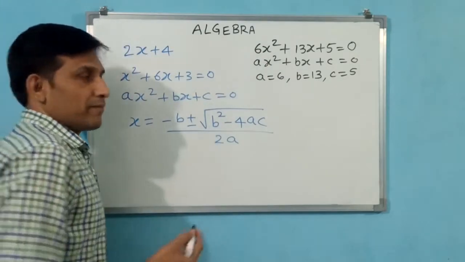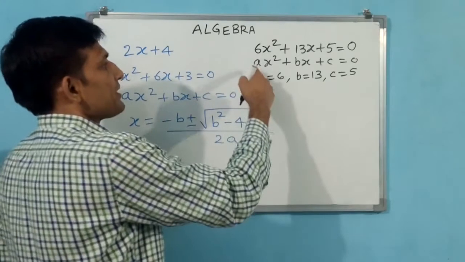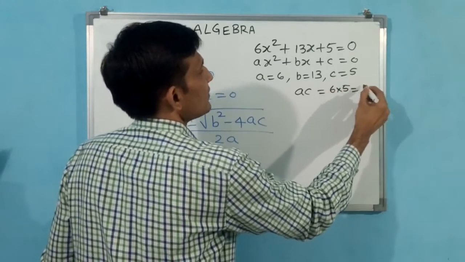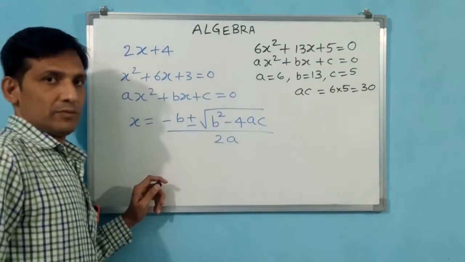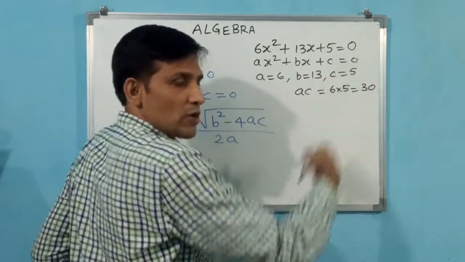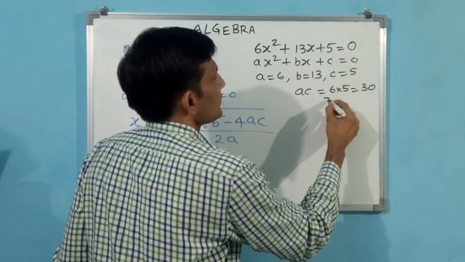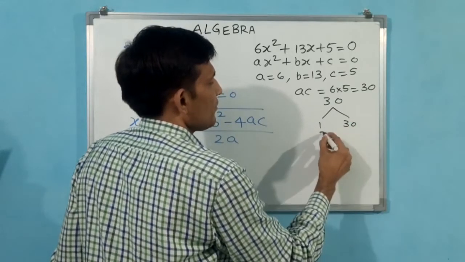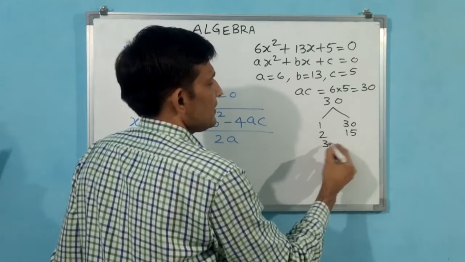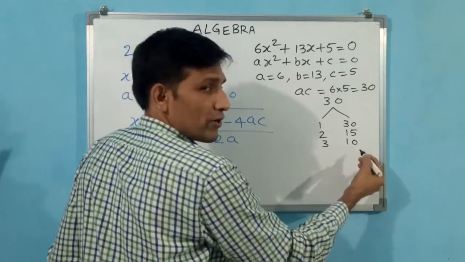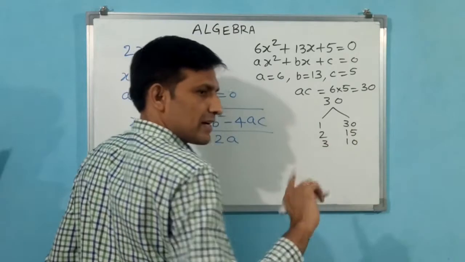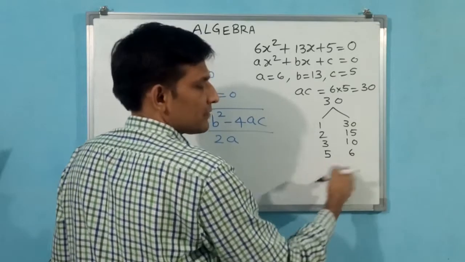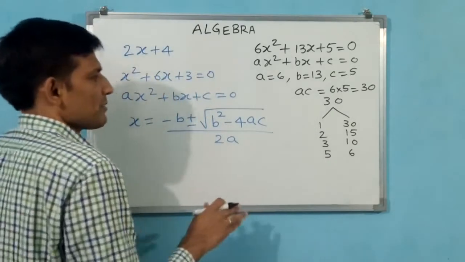Okay. For this factorization method, you have to multiply a and c. ac is equal to 6 into 5, that is equal to 30. For the ac value, you have to take factors. See, the factors of 30, how are you going to take them? 1 into 30, 2 into 15, 3 into 10, 4 into 7.5 will come, but don't take 7.5, halves and all, don't take. You take 5 into 6, 6 into 5 again. Okay, we can stop here.